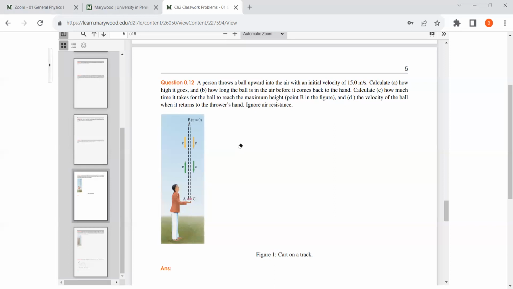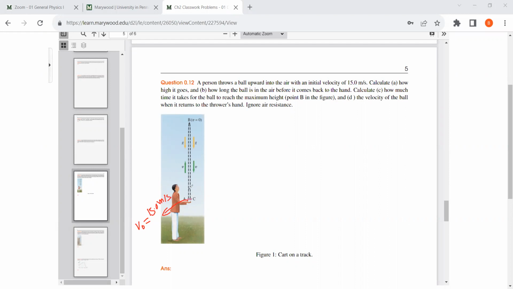So what we are given here is that she is throwing an object with an initial velocity of 15 meters per second upward. So at point A, the initial velocity was 15 meters per second. That is the only information we are given here, and it asks how high it goes. You know that as you throw something up, it goes up, up, up, and then at some point it comes down, right? So what happened here?